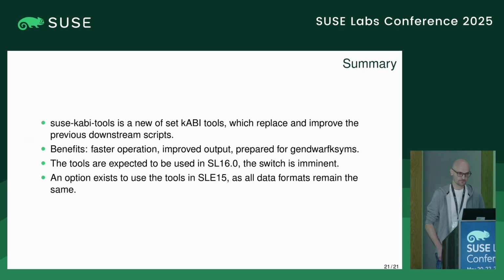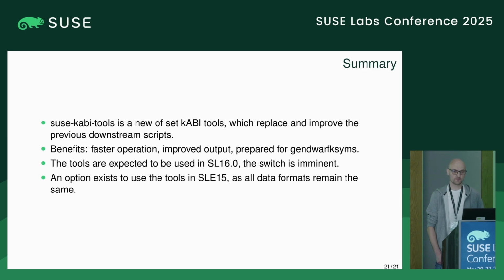Final summary. suse-kabi-tools is a new set of KABI tools which replace and improve the previous downstream scripts. The main benefits of these tools are faster downstream builds, improved output detailing KABI changes, and the ability for the SUSE kernel to use gen-dwarf-ksyms.